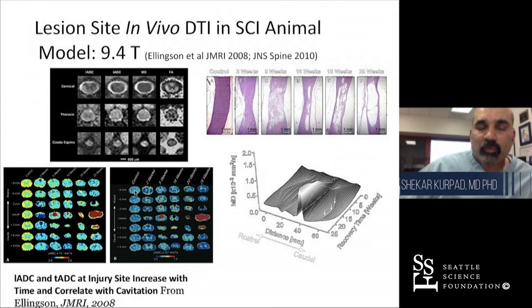We've previously done studies, which have been replicated by others, looking at in vivo lesion site imaging using diffusion imaging in an animal model. So essentially showing that there was a significant increase in mean diffusivity at the region of injury that correlated histologically to cavitation of the spinal cord from 0 to 25 weeks after spinal cord injury.